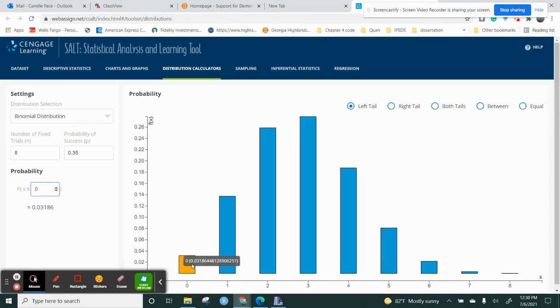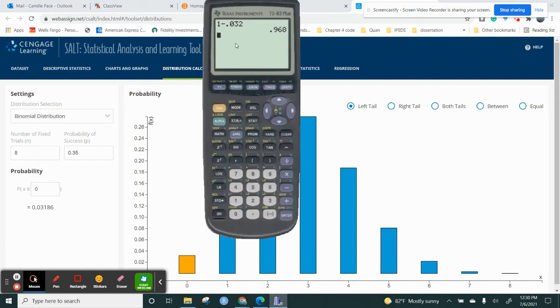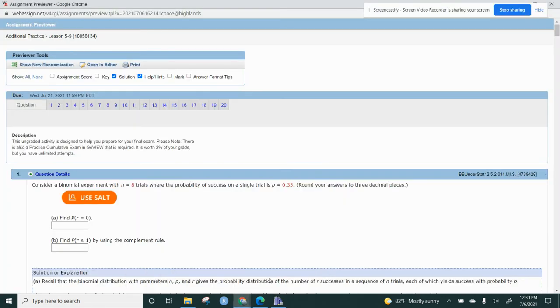Less than or equal to 0, or equal to 0, is the yellow. 1 or greater is the blue. And instead of me having to run it a bunch of different ways for each one, all you do is find 0 and then subtract the probability of 0 from 1 to give you the answer. So again, all I did is 1 minus the probability of 0 gives me 0.968. So that's how you solve that one. So that was number 1. Okay, number 2.